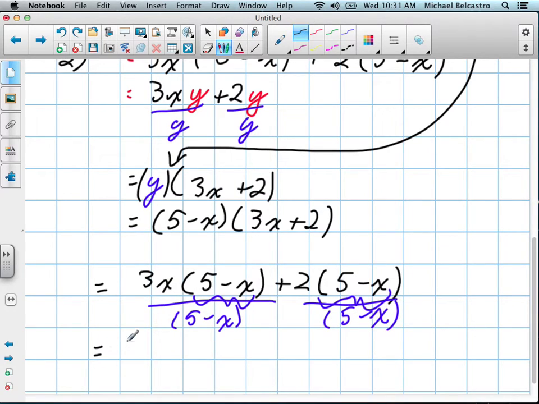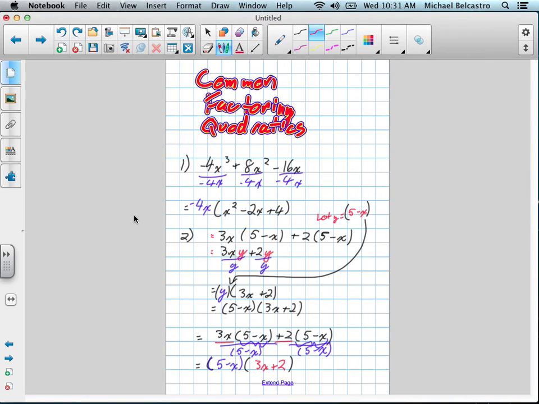That 5 minus x comes to the outside, or to the front of our equation. And we're left with the two terms that are left over, which are 3x and positive 2. So they come down into our bracket. And that would be our final answer. That question is a more difficult type of common factoring.